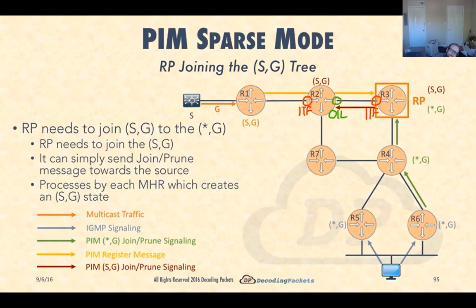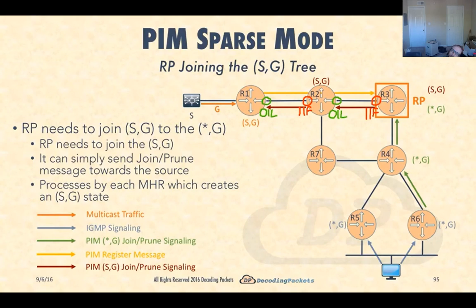So R2 now sends this message further upstream to R1. And R1 already has that S,G state. So it goes straight through, and that state exists there already. And all R1 has to do is add this receiving interface into the OIL. So now you have a complete tree that goes from R3 to R1, if you're looking at this tree.